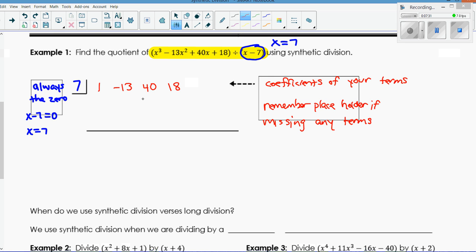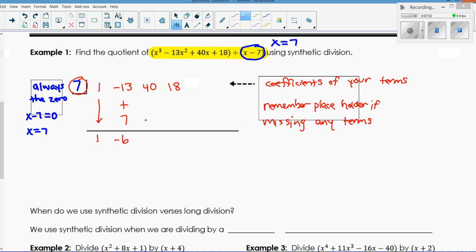Okay, so here's what we do. This number will always be brought down, so 1. After you have a number under this line, you always multiply it by this number up here. So 7 times 1 gives me 7. And then I always add these. So negative 13 plus 7 is negative 6. And I start back over.